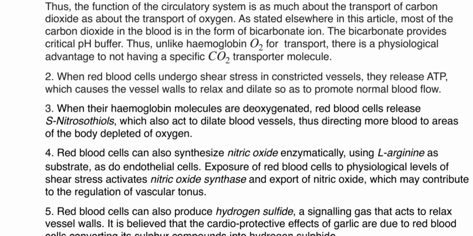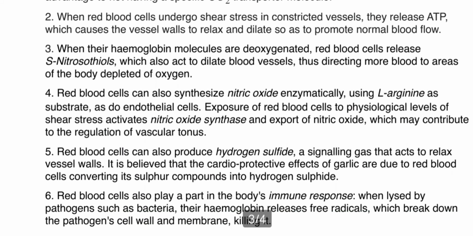So, this chemical helps to dilate the blood vessels, thus directing more blood to areas of the body depleted of oxygen. Red blood cells can also synthesize nitric oxide enzymatically using L-arginine as substrate, as do endothelial cells. So RBCs synthesize nitric oxide. Then exposure of RBCs to physiological levels of shear stress activates nitric oxide synthase and export of nitric oxide, which may contribute to the regulation of vascular tonus.